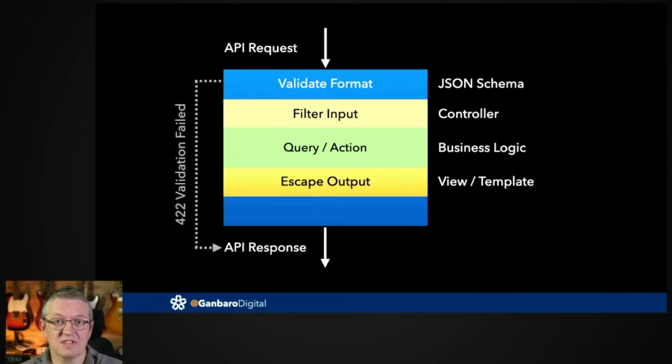And if the JSON Schema validator goes, nope, that's not happening, you've sent me the wrong data, you can shortcut the rest of the life cycle and send back a HTTP 422 response to say the validation has failed. And in this way, you can protect your business logic from data that's not safe for it to handle.